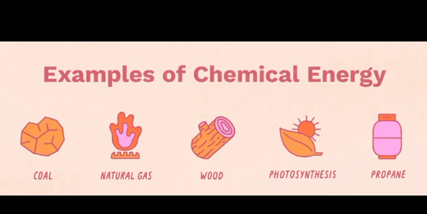And some fuels like coal, oil and wood have chemical energy in them. This chemical energy can be converted into heat and light energy on burning these fuels.